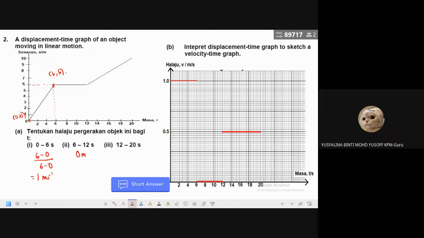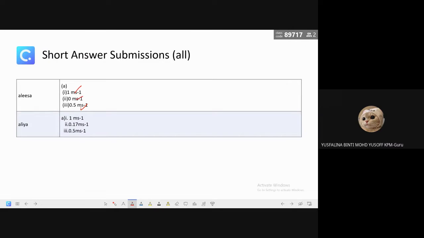So 0 ms negative 1. Okay, 12 to 20. So this one you have to calculate. So this one is 12, 6, and this one is 20, 10. Okay, so let's say I take this one as y2, y1, right? So 10 minus 6 divided by 20 minus 12. So it becomes 4 by 8. So 0.5 ms negative 1. Very good.